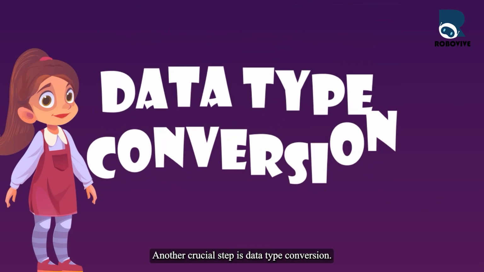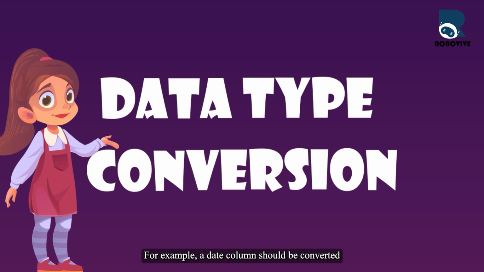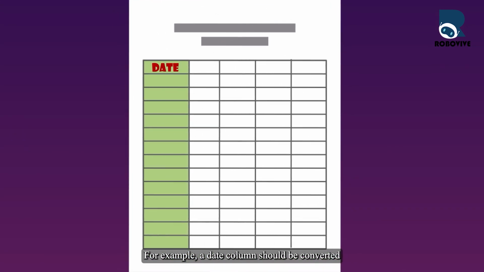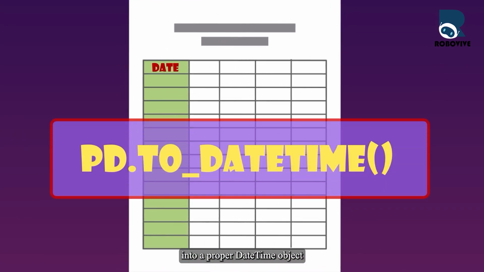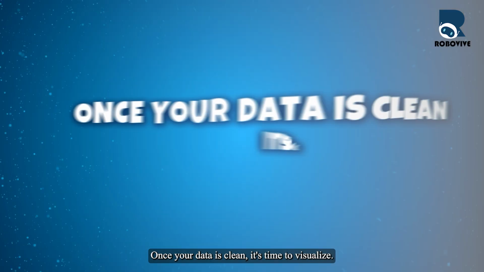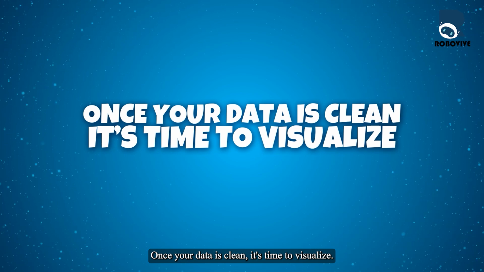Another crucial step is data type conversion. For example, a date column should be converted into a proper datetime object with pd.to_datetime. Getting types right ensures your analysis runs smoothly. Once your data is clean, it's time to visualize.